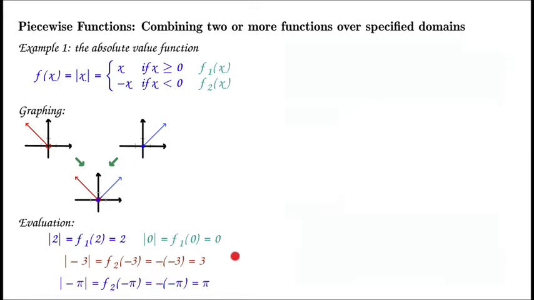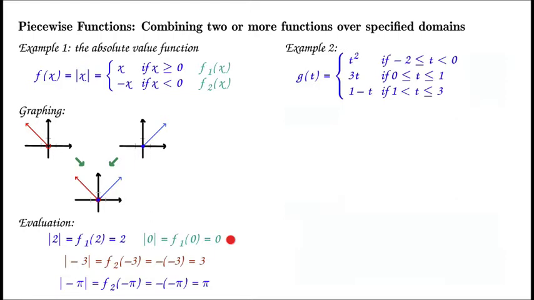So let's look at another example. In our second example, we see a couple things are different. I have 3 pieces here rather than 2, and notice it says 2 or more, so this is another example. And I have a slightly different variable. I'm using t's here rather than x's.